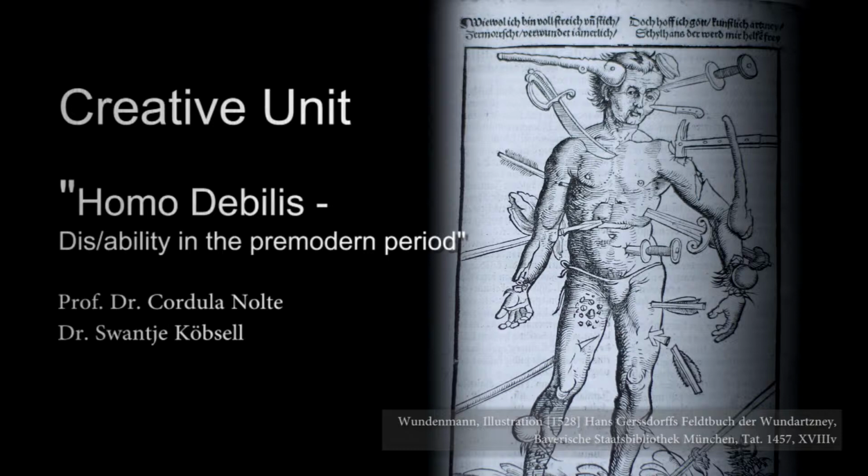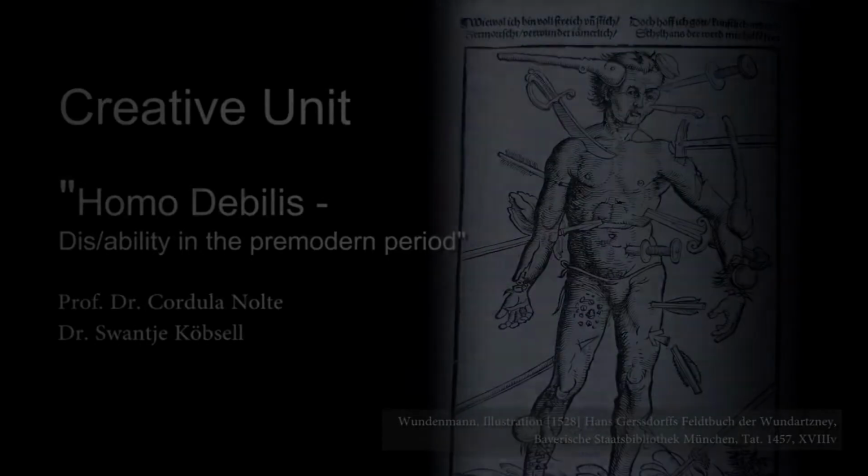We are dealing with all kinds of questions dealing with participation in cultural and social life. That means we asked whether people who were impaired or disabled could earn their living, could choose a profession, and could marry. And we deal with all these questions in a period from about 500 to 1800, pre-modern times.